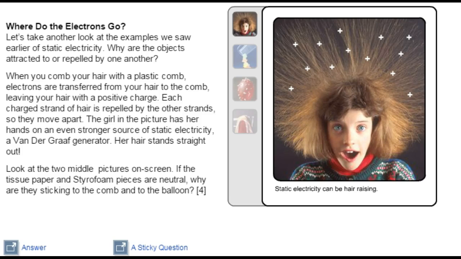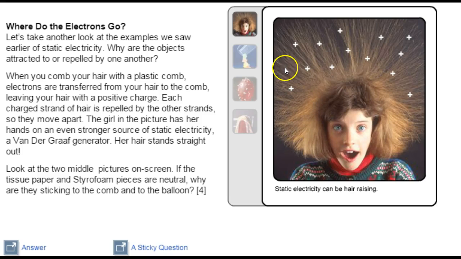Why are the objects attracted to or repelled from one another? When you comb your hair with a plastic comb, electrons are transferred from your hair to the comb, leaving your hair with a positive charge. Each charged strand of your hair is repelled by the other strands, so they move apart. The girl in the picture has her hands on an even stronger source of static electricity. It's called the Van de Graaff generator. Her hair stands straight out.